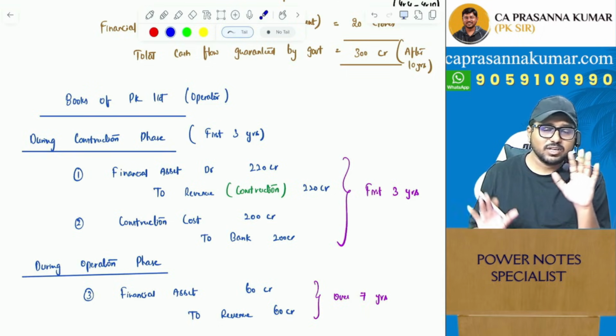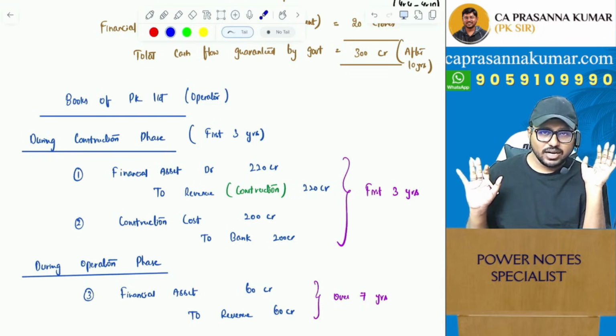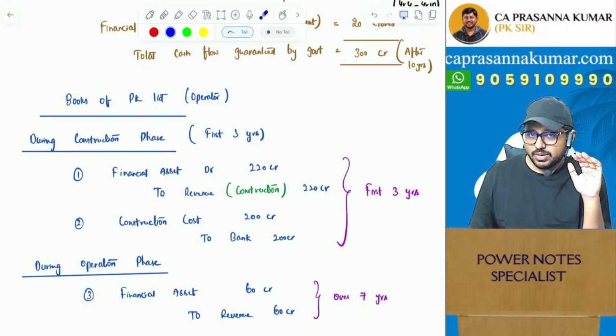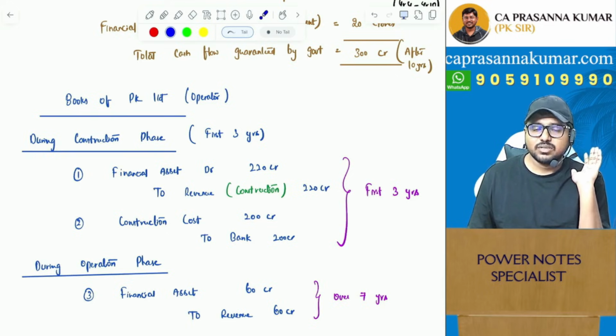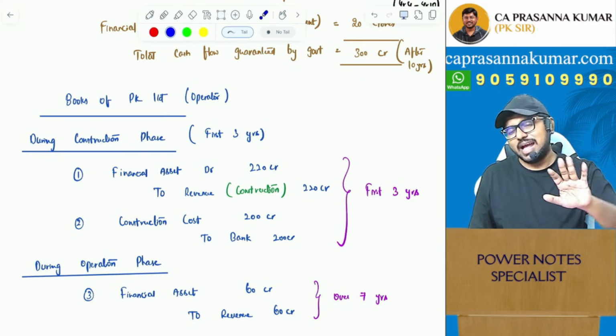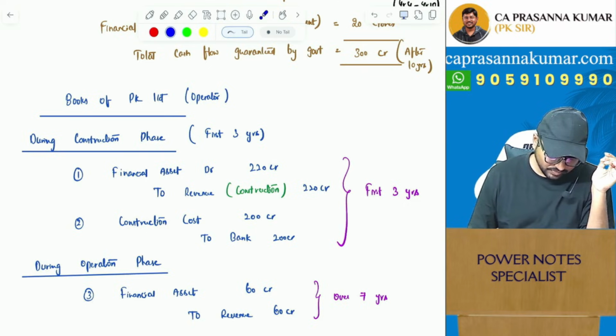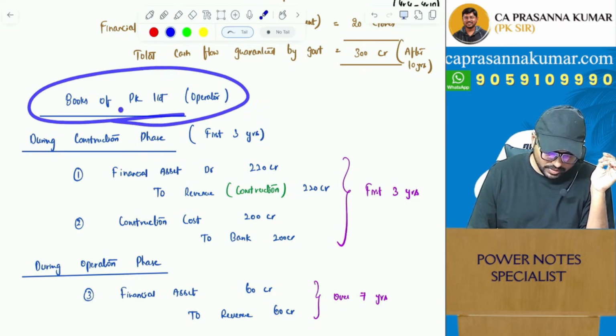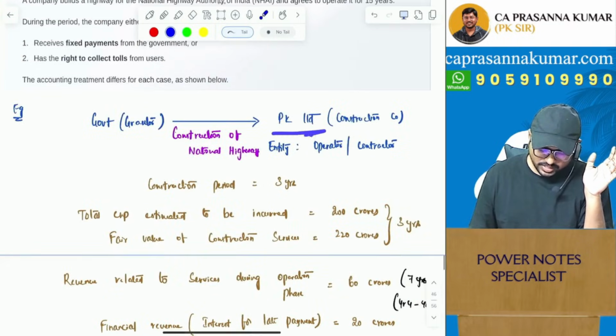Now, we need to always focus on the accounting aspect as per 115 in the books of the entity. We have nothing to do with the government or the grantor. So who is important for us? Operator, constructor, contractor, or the entity, whichever name you want to call. Usually we'll call him operator. Now let's look at the books of the operator. In this case, it is PK Limited. Obviously, that's the example that I've taken.